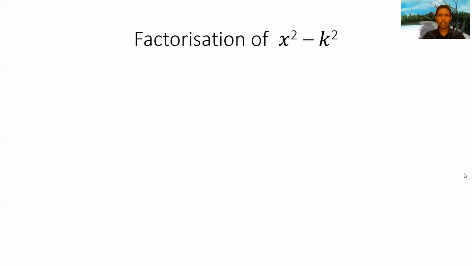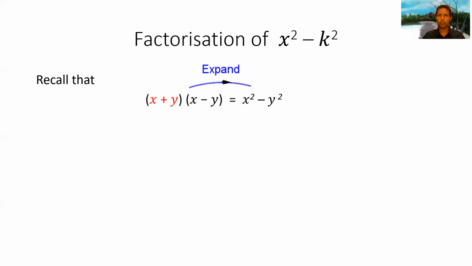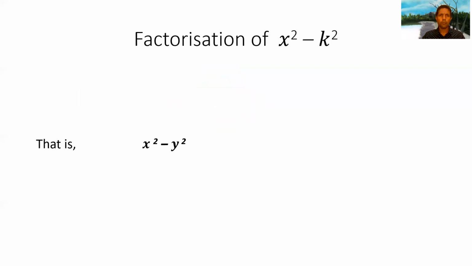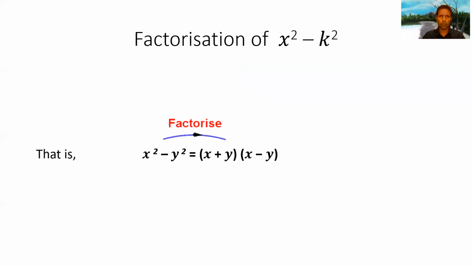To factorize x squared minus y squared, recall that x plus y into x minus y can be expanded to obtain x squared minus y squared. The reverse is factorization. That is, to factorize x squared minus y squared, we obtain x plus y into x minus y.